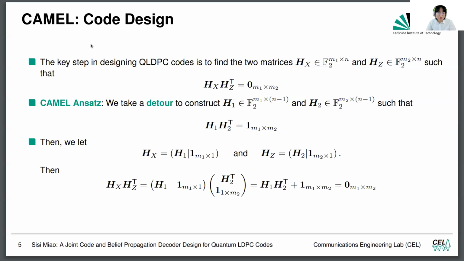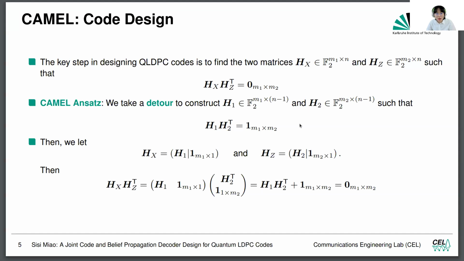Then we want to introduce the idea of Camel, which is a joint code and decoder design, as the title of the paper says. So we first look at the code design part. We repeat that the key step in designing quantum LDPC codes is to find two binary matrices such that their product is 0. So now we have formally defined them to be over F2, so we omit the modulo 2 as we did earlier.